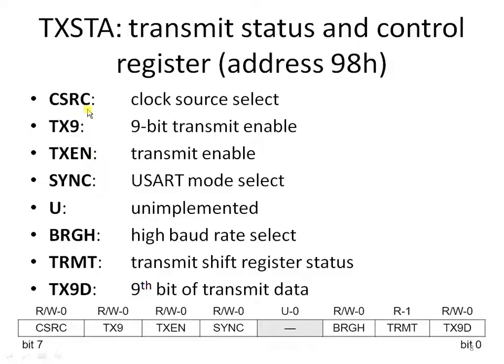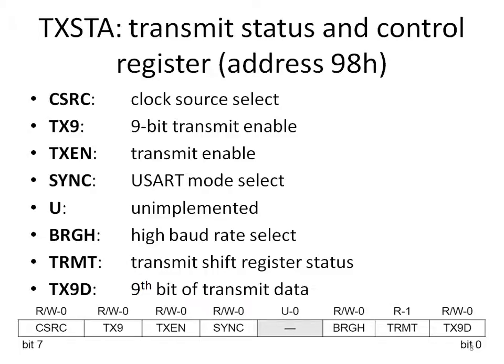We'll start with the MSB, that is the clock source select bit. This bit should be used only in synchronous mode, and it is used for making the device act as either master or slave. If you want to use the device as master, then this bit should be programmed as 1. If you want to use the device as slave, then this should be programmed as 0. This bit is only used in synchronous communication, but not in asynchronous communication. Why? Because in asynchronous communication there is nothing like master or slave.